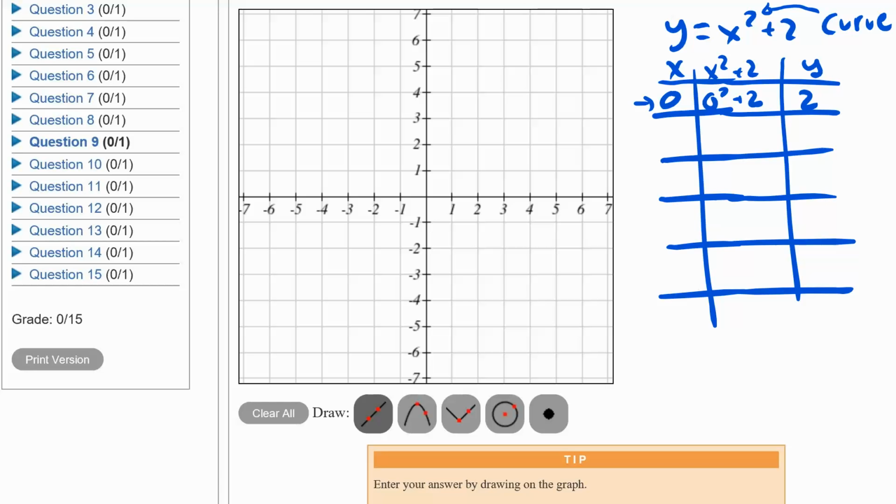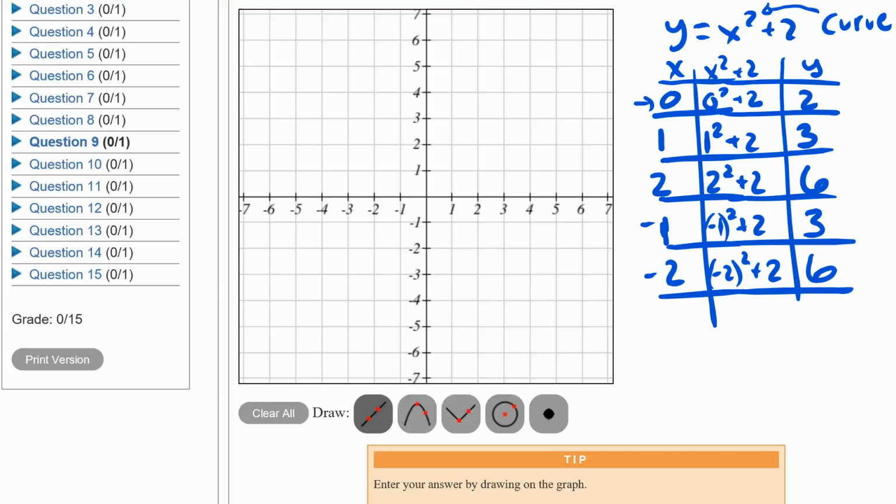Then you plug in a 1 here. 1 squared is 1, plus 2 more will make 3. Plug in 2. 2 squared is 4, plus 2 more is 6. Okay, it seems like it's going up from here. Then let's plug in a negative 1. Negative 1, kind of tricky here. Negative 1 times negative 1 is a positive 1, plus 2 more makes it 3. And then negative 2 plugged in would be negative 2 squared plus 2, which makes a positive 6.